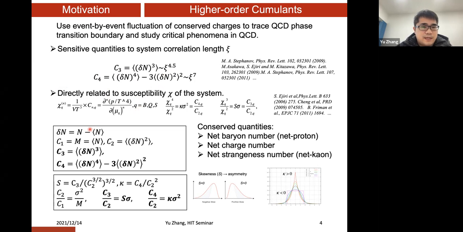In the left bottom, I show the cumulant definitions up to 4th order, C1 to C4, and several cumulant ratios: skewness, kurtosis, and C2/C1, C3/C2, C4/C2. In experiment, we usually use these two, skewness times sigma and kurtosis times sigma squared. And on the right-hand side is a plot about the properties of skewness and kurtosis.